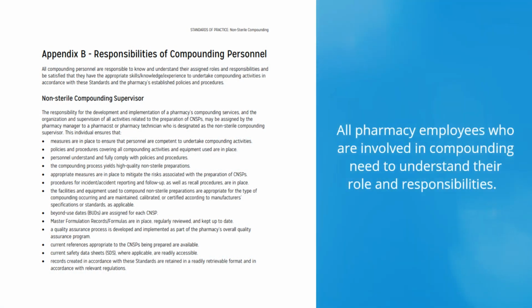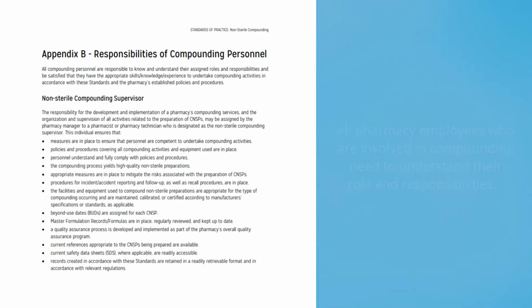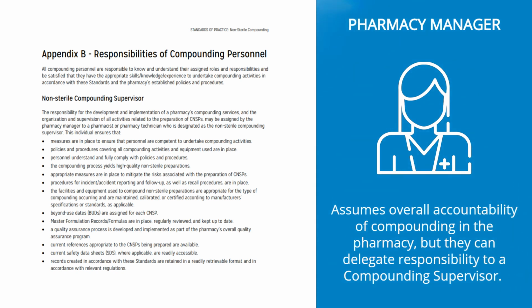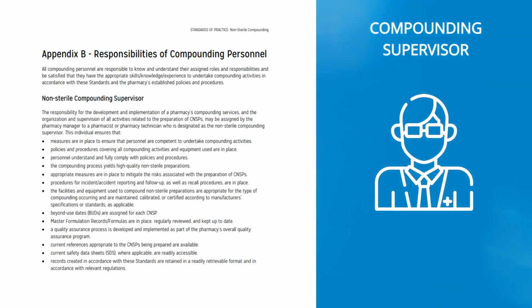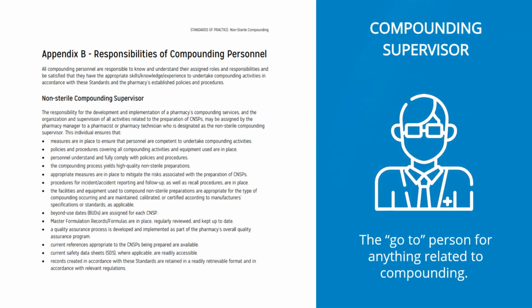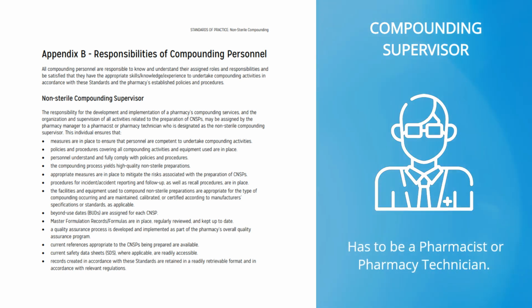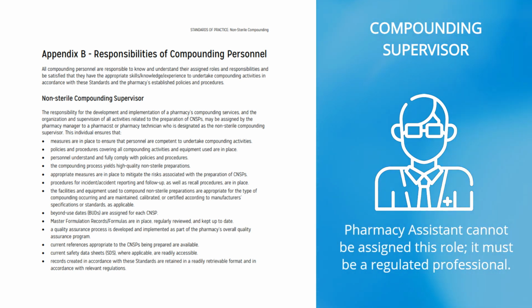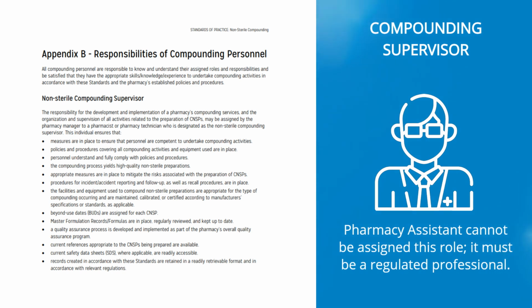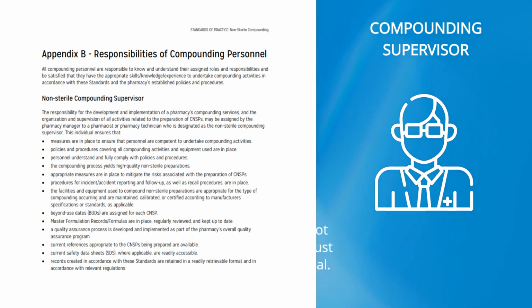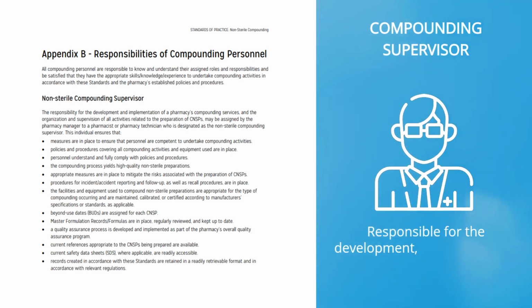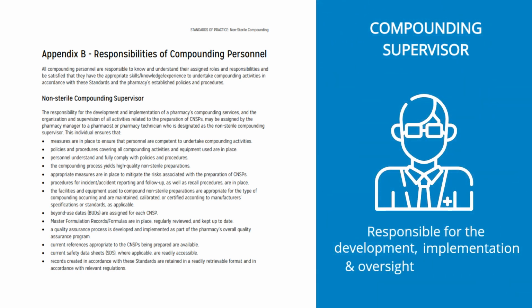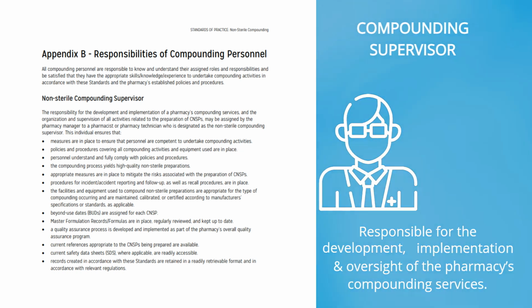All pharmacy employees who are involved in compounding need to understand their role and responsibility. The pharmacy manager assumes overall accountability of compounding in the pharmacy, but they can delegate responsibility to a compounding supervisor. This would be the go-to person for anything related to compounding. The compounding supervisor has to be a pharmacist or pharmacy technician. A pharmacy assistant cannot be assigned this role, as it must be a regulated professional. The compounding supervisor is responsible for the development, implementation, and oversight of the pharmacy's compounding services.